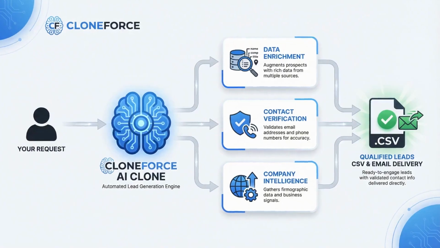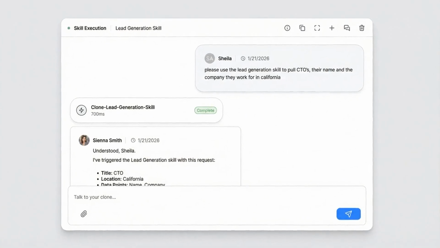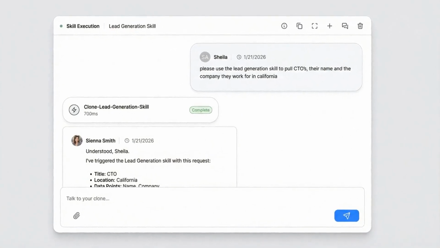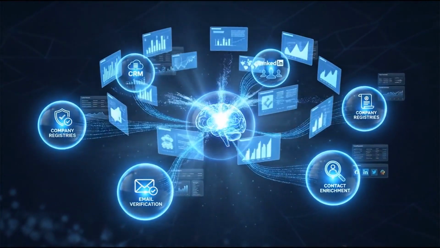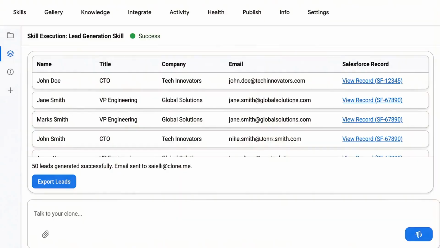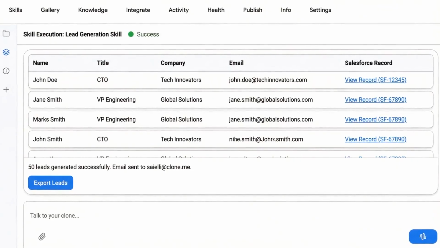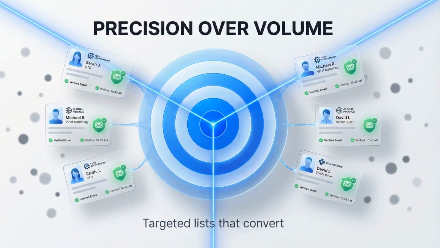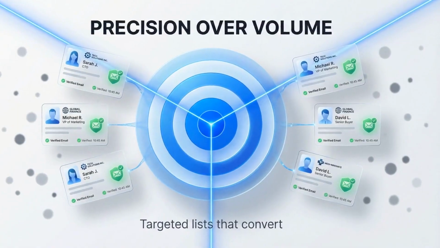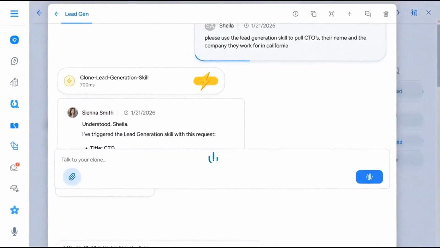Here's how it works. You tell your clone exactly who you want to find, just like you're talking to a teammate. The system parses your request, puts the CloneForce operators to work across multiple data sources, and delivers a clean CSV file directly to your email. It's all about precision over volume. Targeted lists that actually convert. Let's look at the lead generation skill.